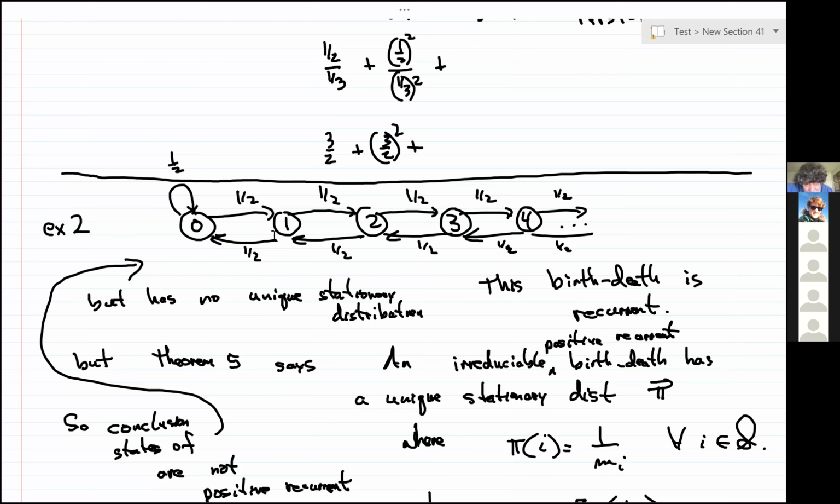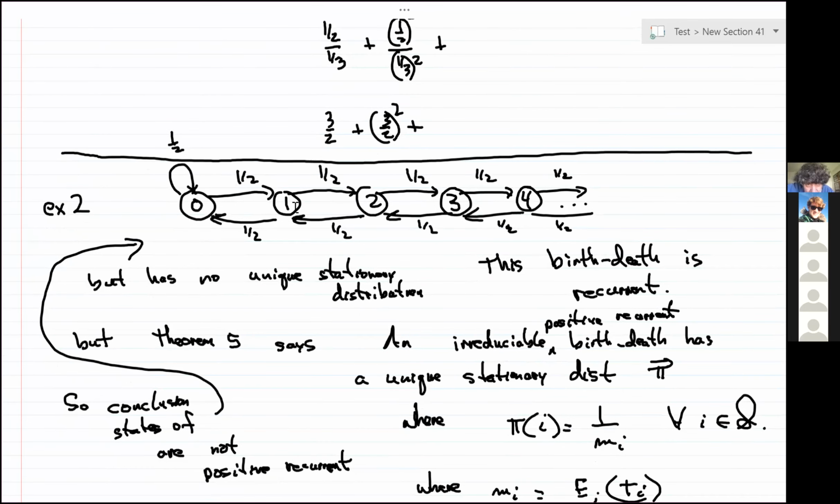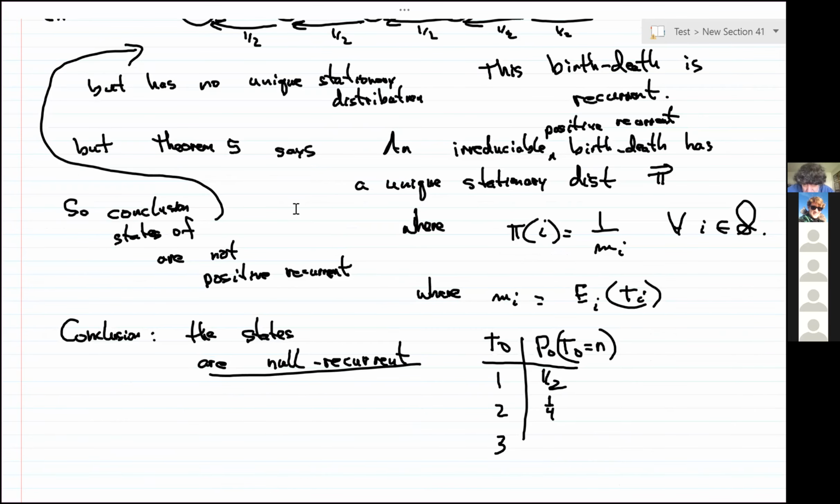Okay. But what if you wanted to do it in 3 steps for the first time? You can't loop twice because you get back too soon. If you go up here and then you go up here, then you can't get back in 3 steps. And there's no loop here. So the chance of first getting back for the first time in 3 steps is what? 0?